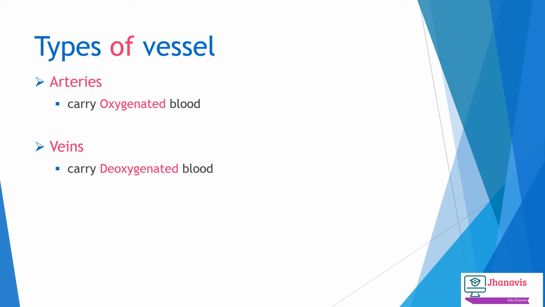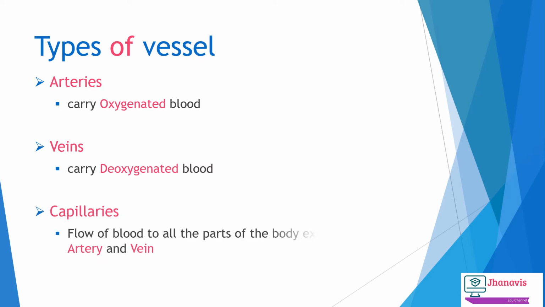Next we will talk about the capillaries, the flow of blood to all the parts of the body. That means the distribution of the blood. The arteries are the main branches through which the blood is taken from the heart, but it will be circulated to all the parts of the body with the help of the fine tube-like structures which we will call capillaries.